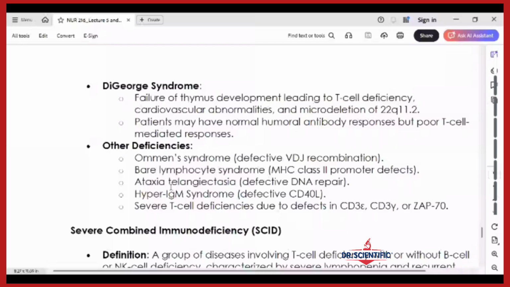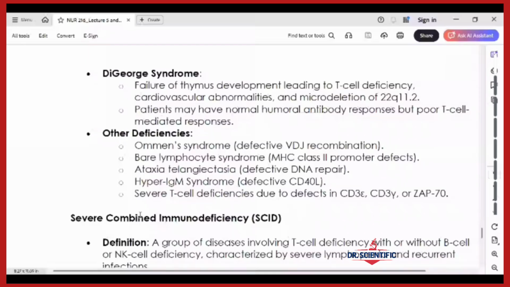Hyper IgM syndrome, we already talked about this. They have issues to do with CD40L, the CD40 ligand. This was important, especially in class switching, as we saw, which means T cells are not interacting properly with B cells, and therefore even as IgM is being produced, it cannot switch.